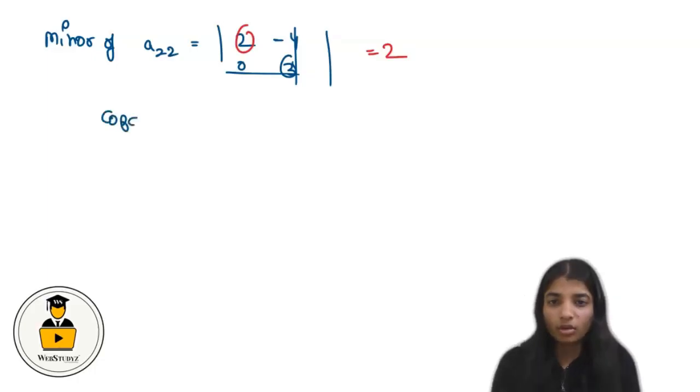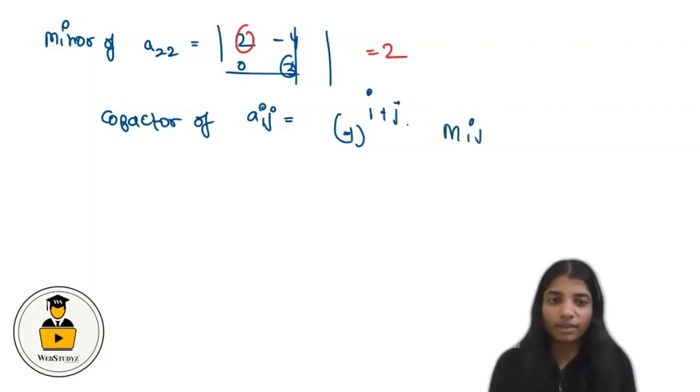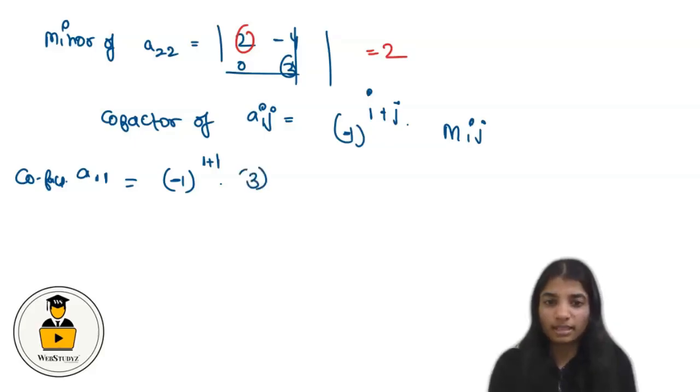So the formula is: cofactor of Aij is equal to minus 1 raised to the power i plus j multiplied by the minor of that element. So we are considering A11. The cofactor of A11 is equal to minus 1 raised to the power 1 plus 1, and the minor of this is 3, as we just calculated. So minus 1 raised to the power 2 is plus 1, multiplied by 3 is equal to 3. So the cofactor of this is 3.